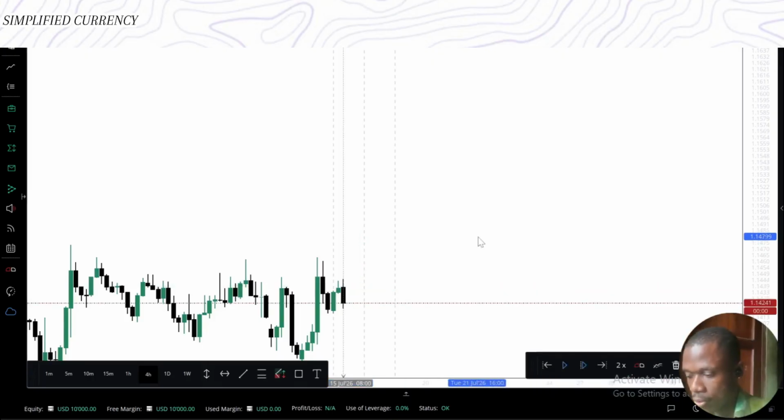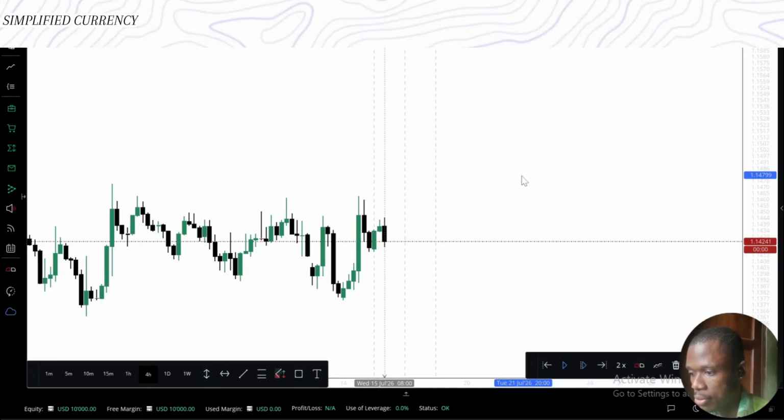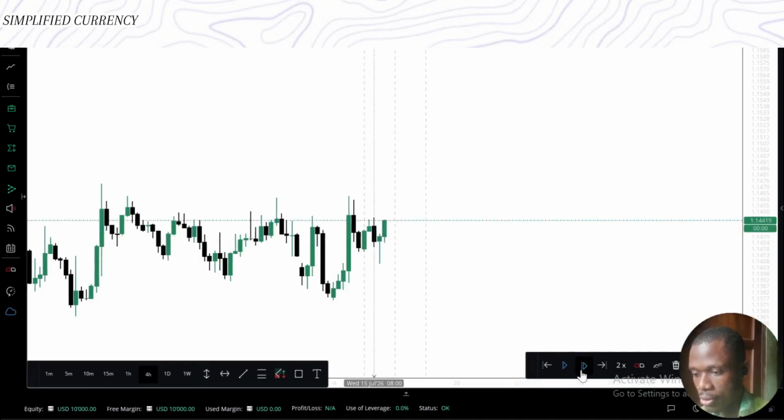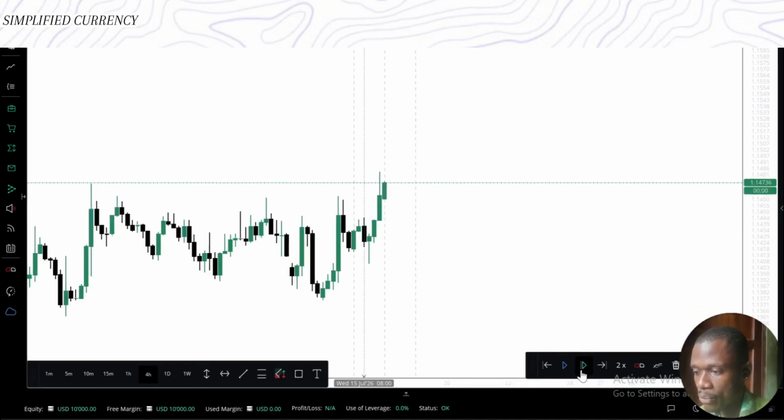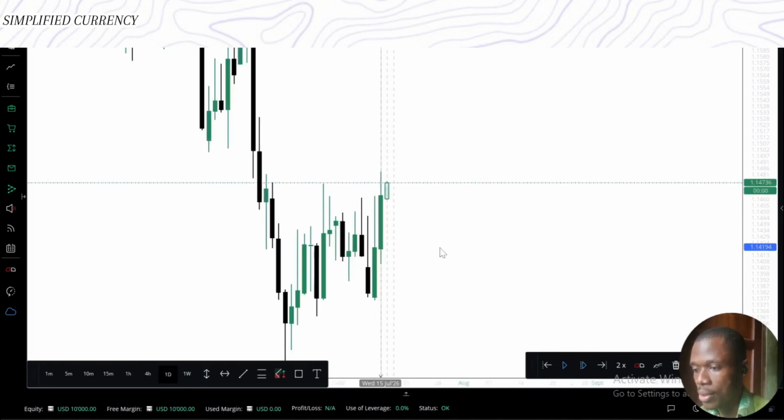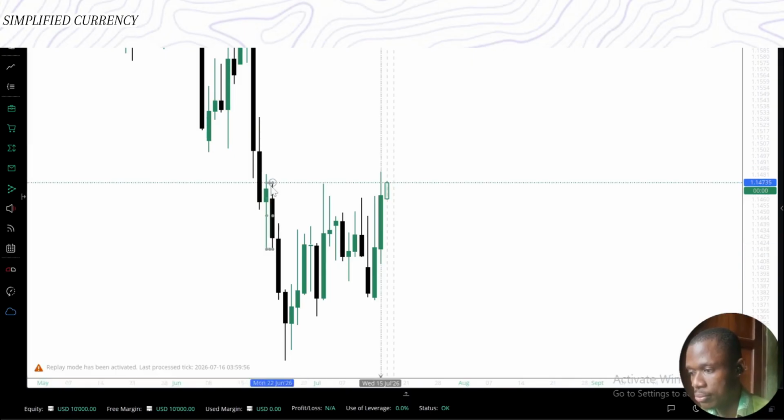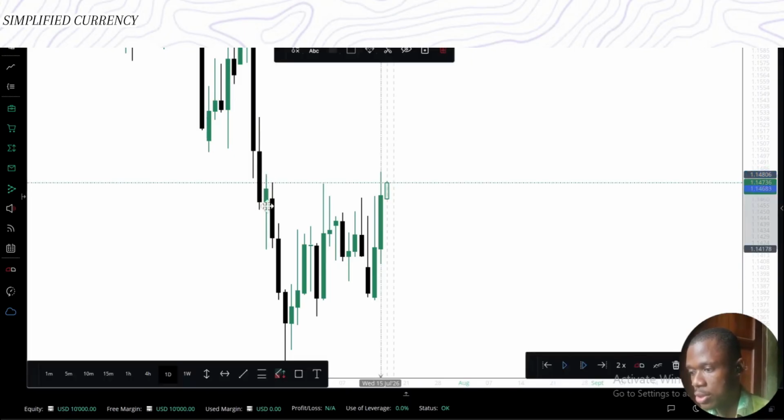Let me just start from here. Good. So this is the 4 hour time frame, and I don't really call much on the 4 hour time frame. Understand me? So what I did was on the daily time frame, I was able to spot this order block.